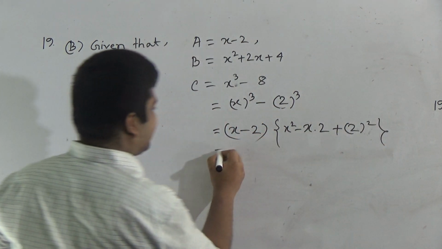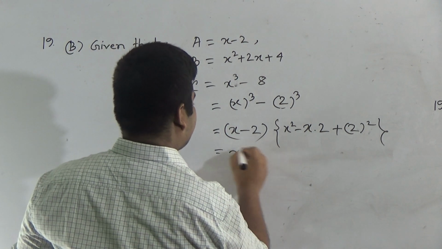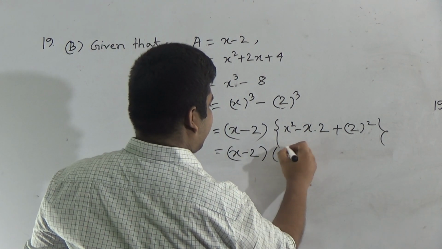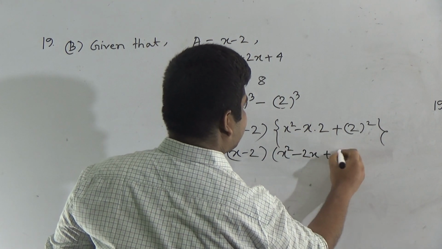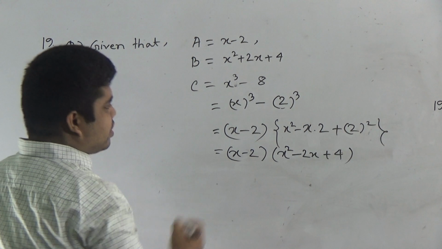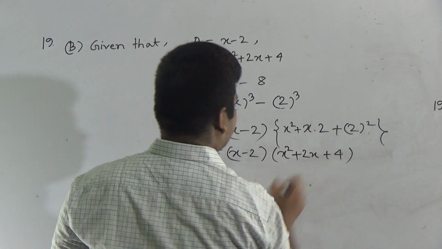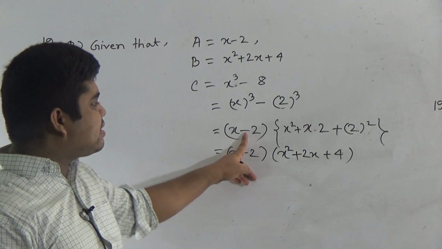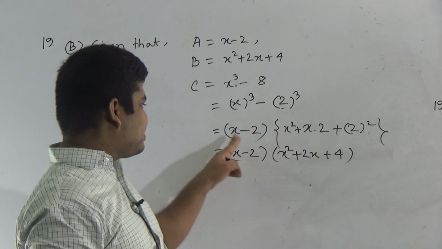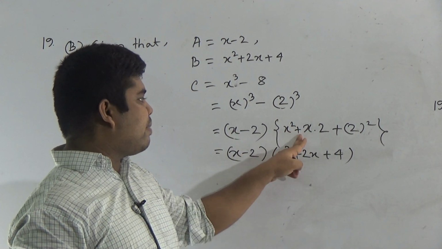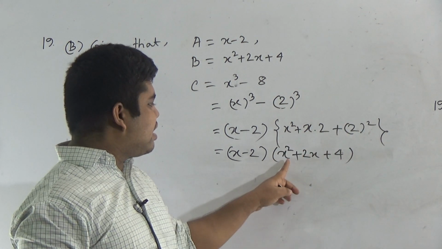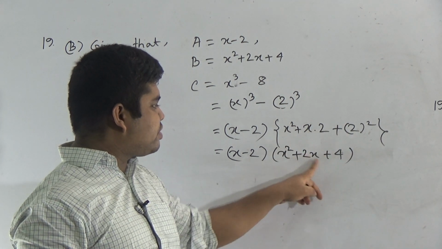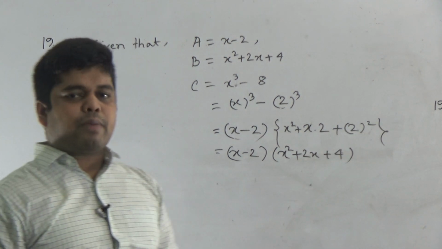I hope you have understood. Now x minus 2, x square, if we multiply x and 2, then we get minus twice x plus 4. Okay, sorry, it will be plus. My dear student, as this is minus, this will be plus. That means x minus 2 into x square plus x into 2 plus 2 square. That means x square, x into 2, that means twice x, 2 square, that means 4. I hope you have understood.